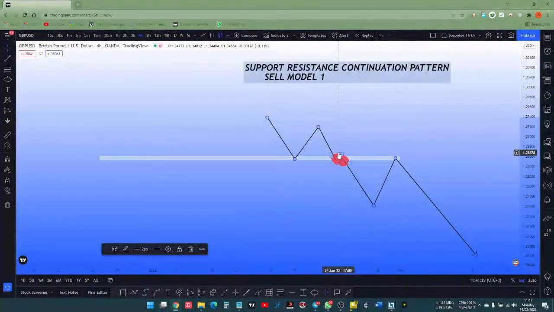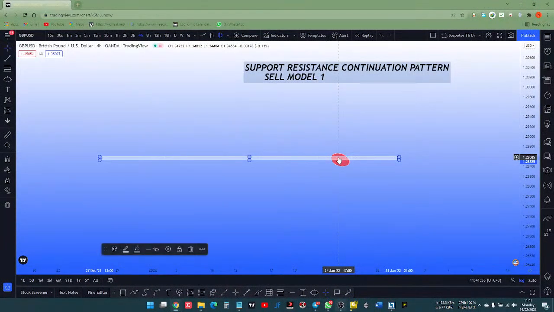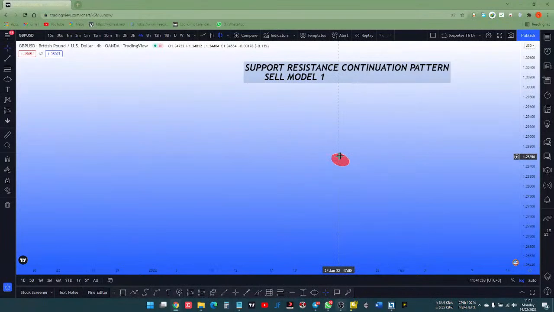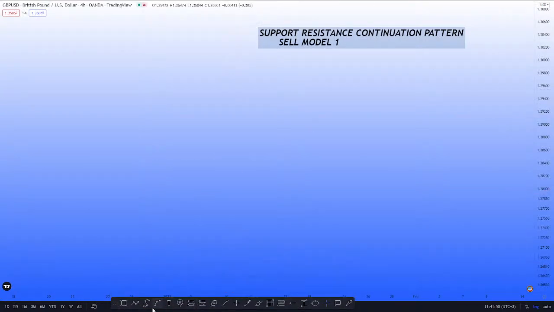So guys, let's start on how to trade this sell continuation pattern. The first thing I'll always tell you about is to find a significant level. So the price must form a very significant level.